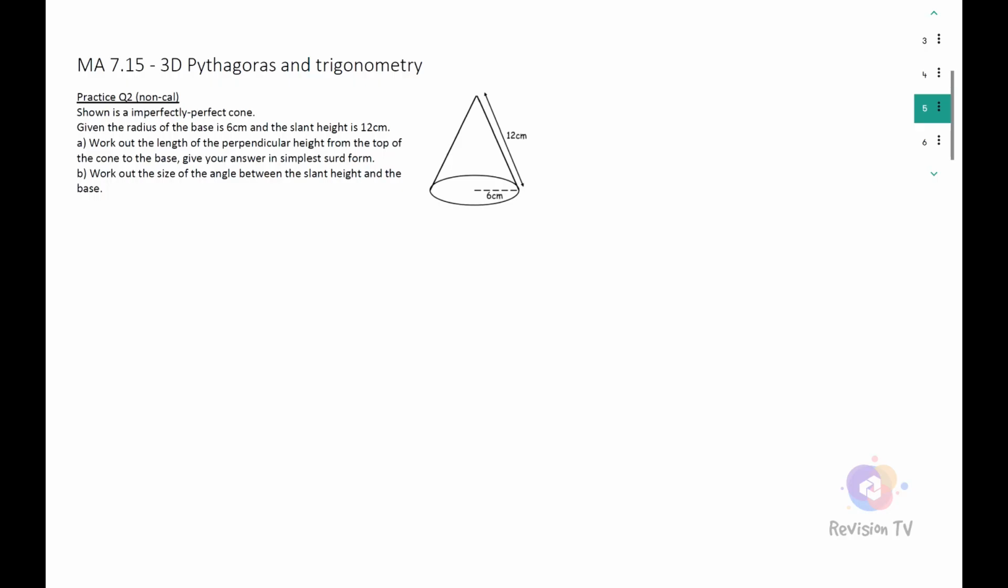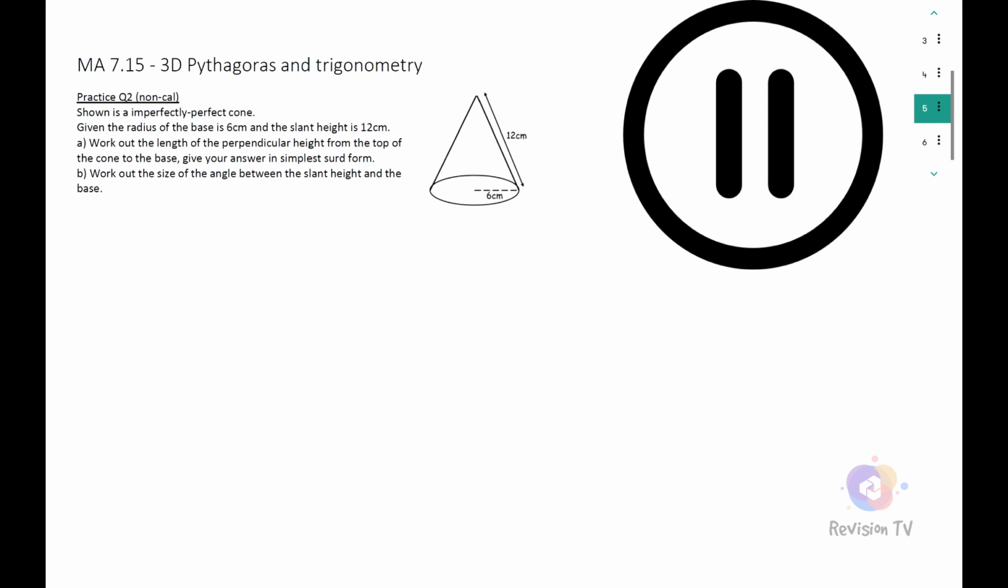So practice question 2, this time is non-calculator. Have a go at the question. When you're ready for the answer, you can press play.